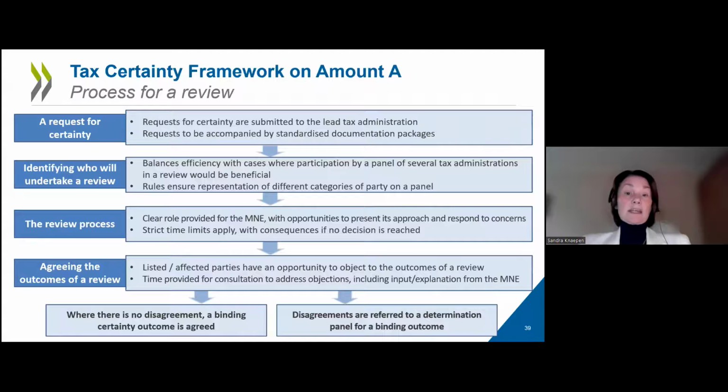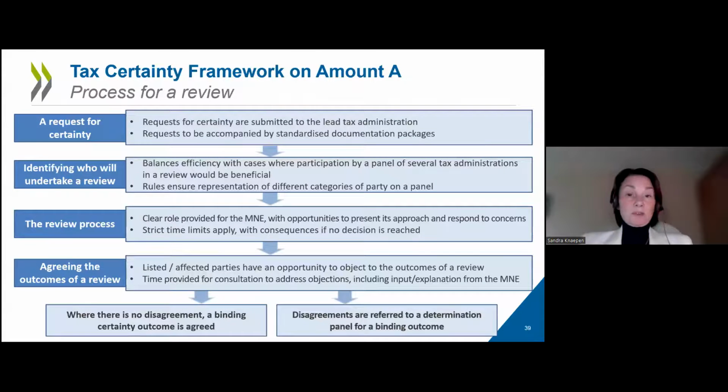Now, in each case, the panel will include tax administrations from a mix of jurisdictions. So for a comprehensive certainty review panel, it will include the lead tax administration, 3 jurisdictions providing for relief for amount A, and 3 market jurisdictions, which include at least 1 non-OECD, non-G20 developing economy.